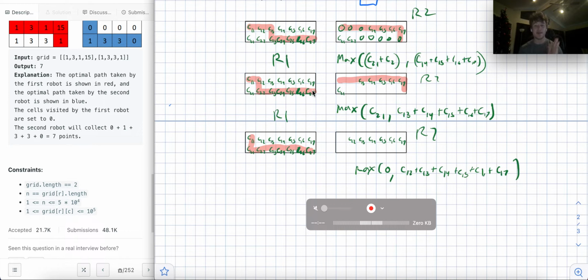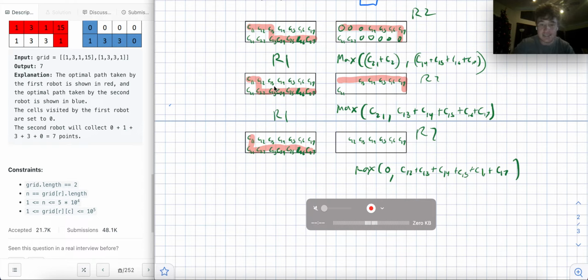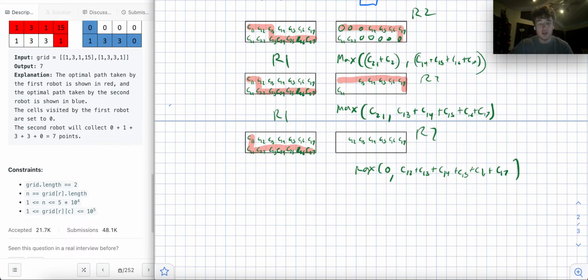So really what I'm thinking about is the point at which I turn. And since it's only a 2 by N system, the second I go down, I can only go right. So really, there's only one down move you can make. Both robots can only make one down move. So really, I just need to say, where is the optimal place to make a down move?